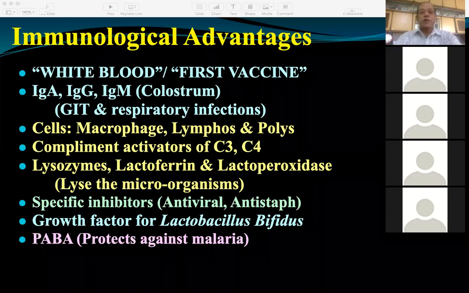The immunological advantage: mother's milk is so important that it is labeled as white blood or the first vaccine for the baby. It contains IgG, IgM, and IgA, which is more in the colostrum. Thus, it prevents GIT and respiratory infections. The various cells present in milk are macrophages, lymphocytes, and polymorphs. There are complement activator factors C3 and C4. The lysozyme, lactoferrin, and lactoperoxidase are there, which lyse the microorganisms and prevent various infections. There are specific inhibitors against viruses and staphylococcus, growth factor for lactobacillus bifidus, and of course para-aminobenzoic acid, which protects against malaria.